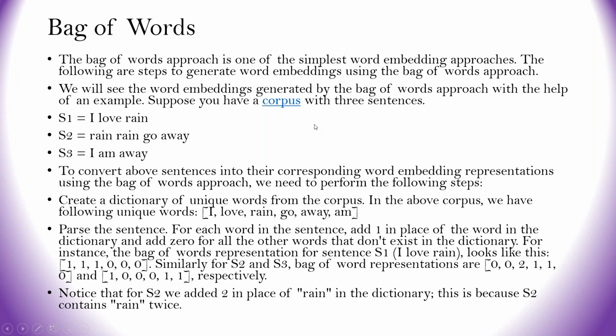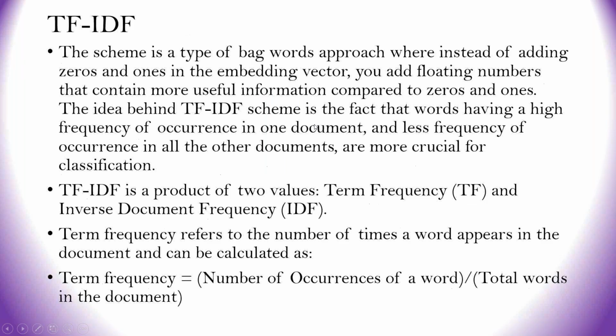And if we check out this term frequency and inverse document frequency, we had seen a formula already. If we look at the last sentence of the slide, which indicates what term frequency is. So this scheme is also a type of bag of words approach, where instead of adding zeros and ones in the embedding vector, it's going to have some floating point values, because it's going to count the product of two values, term frequency and inverse document frequency.